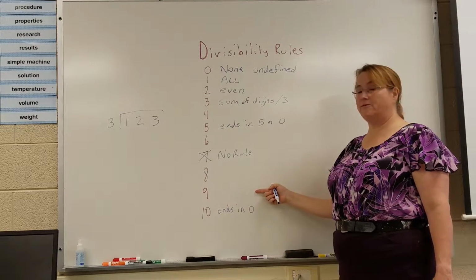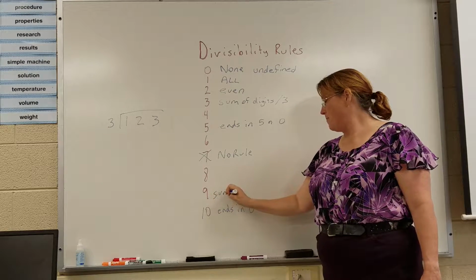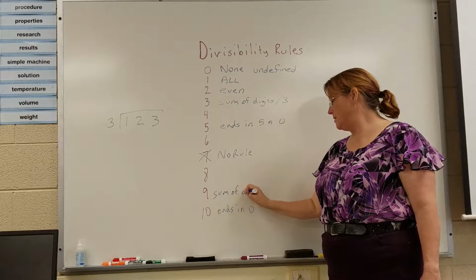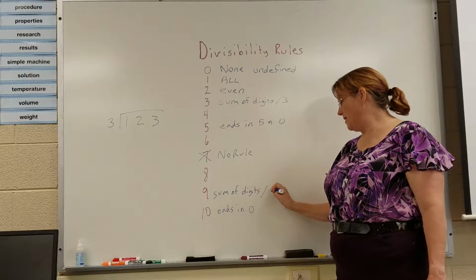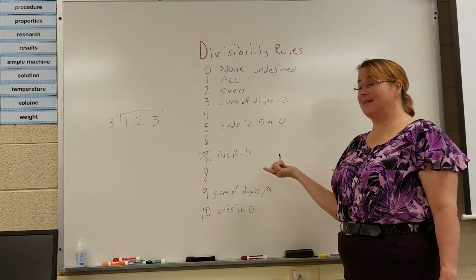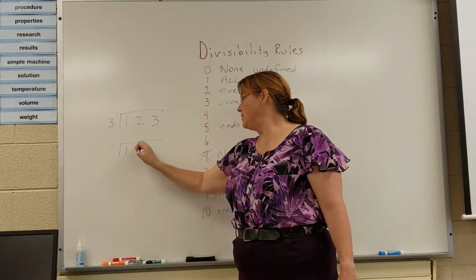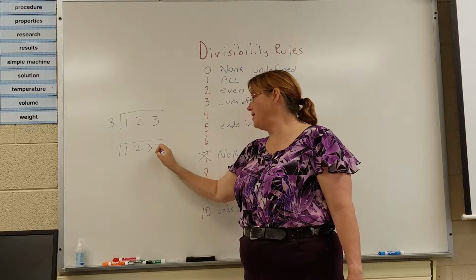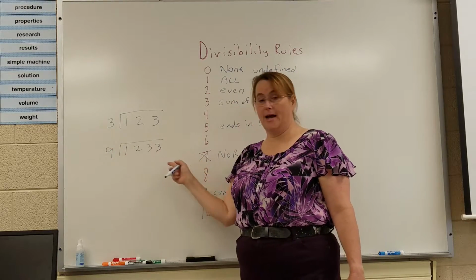The rule for 9 is very similar. The sum of the digits is divisible by 9. So again, this one we added up to 6. That is not divisible by 9. But if we went 1, 2, 3, 3, that is equal to 9. This would be divisible by 9.